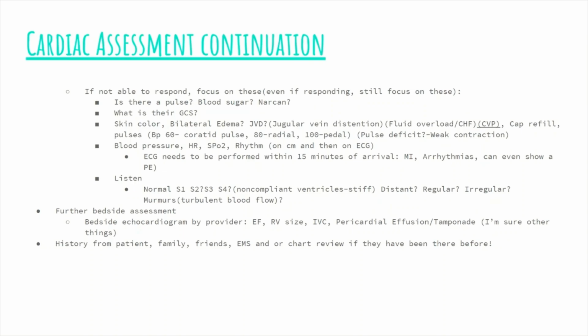And then further assessments that can be performed at the bedside include a bedside echocardiogram, which is usually going to be performed by your ER provider. And it can show things like ejection fraction, which is the percentage of blood that leaves the left ventricle. It can also show the right ventricle size, which if it's bigger and dilated, it can be a telltale sign that something is going on in the lungs. The IVC, or the inferior vena cava, will show signs of fluid deficits when the examiner compresses it and it collapses. And it can show other things like a pericardial effusion, and among other stuff, right?